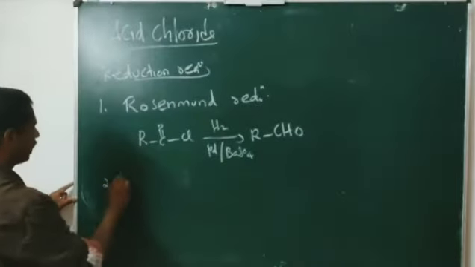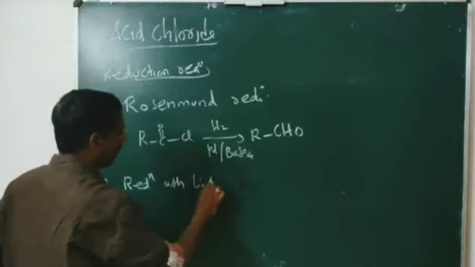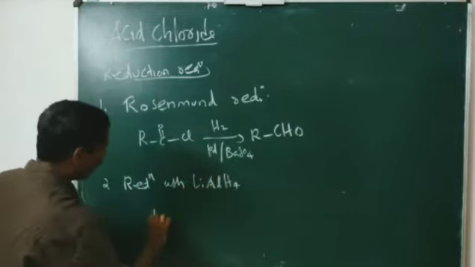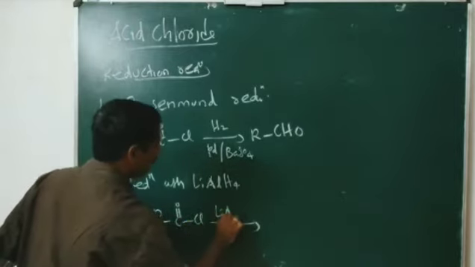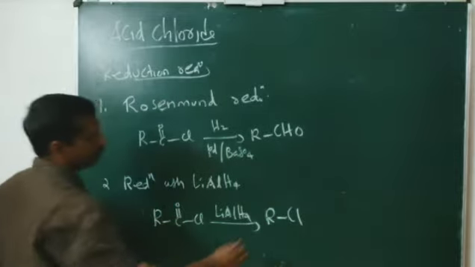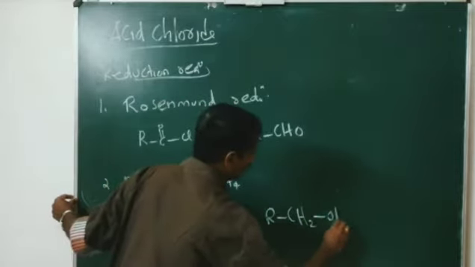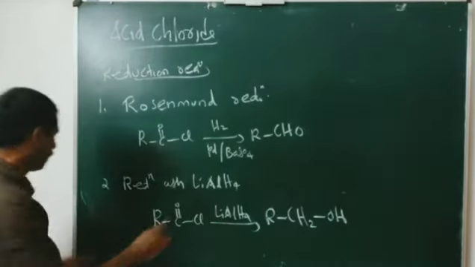The second one is reduction with lithium aluminium hydride, LiAlH4. When acid chloride, RCOCl, is reduced with LiAlH4, the CO group is changed and we get RCH2OH, an alcohol.